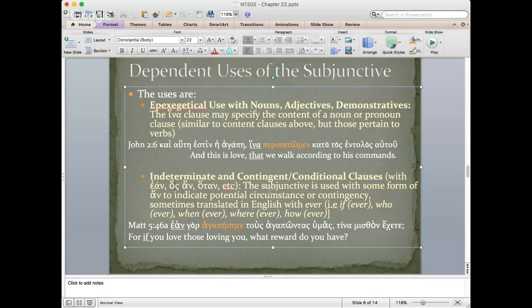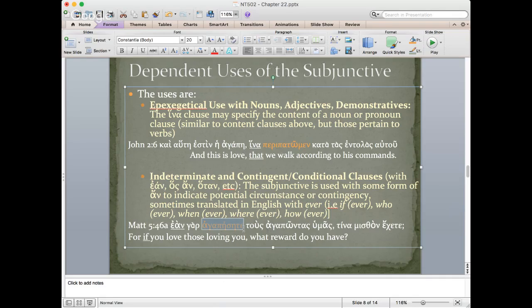So sometimes in English, we're going to translate something like you want to use ever in combination with this. So if ever, whoever, whenever, wherever, however. Those are kind of the possibilities. And so ean is if ever. You remember ei is your if. So if ever, whoever, etc. All right. And so an example of this is going to be like for if, and here's your subjunctive.